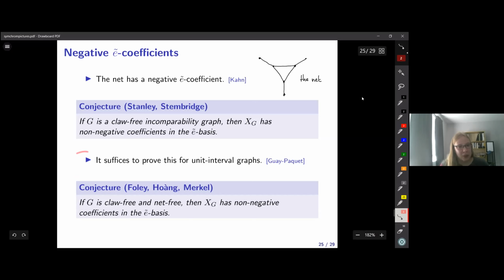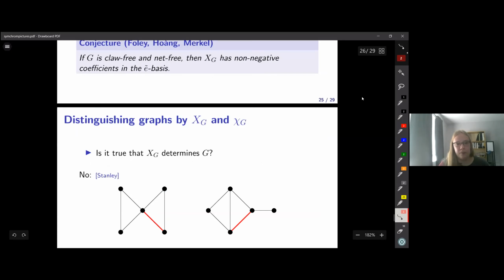But even this one for unit interval graphs seems so easy if we just look at it in terms of graphs, but it's not. Unless you go ahead and fix it after this talk, then please let me know.